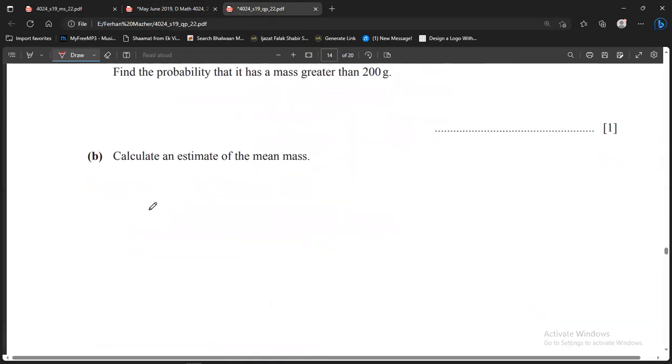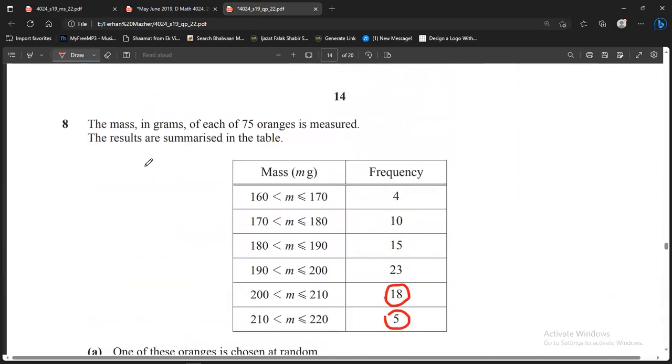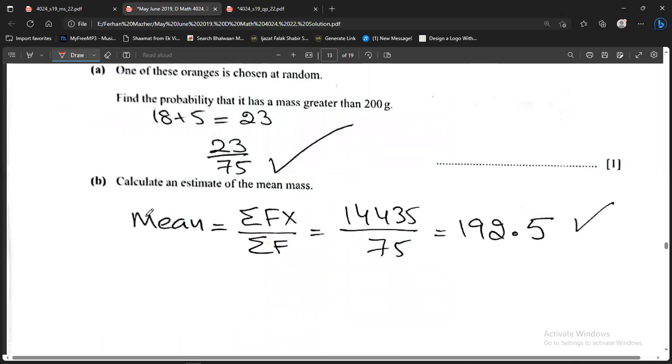It says calculate an estimate of the mean. If you want to find the mean, first of all I need to find the mid values. How do you find the mid values? You add up the class limits and divide the sum by 2. You get the mid values, and this will be my x. This will be my f, and then I will find fx. You multiply x with f, that gives you fx. The mean will be the summation of fx divided by the summation of f.